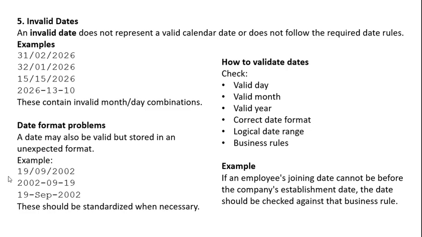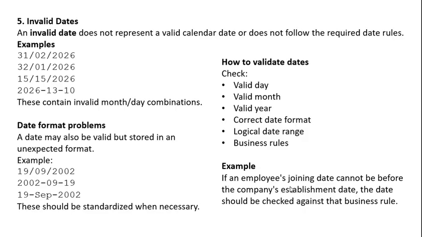First is date, month, and year; second is month, date, and year; and third is date and month initials and year. This should be standardized as necessary. And how to validate dates: check it is a valid day, month, year, a correct date format, a logical date range, and the business rules.